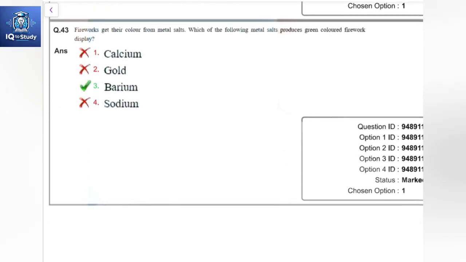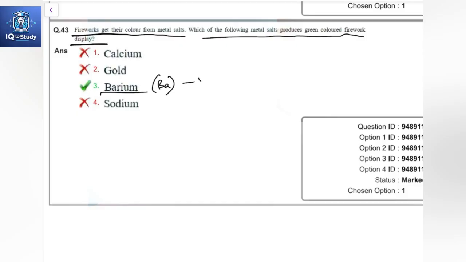Fireworks get their color from metal salts. Which of the following metal salts produces a green colored firework display? Barium. Barium compounds are used as oxidizers and to create bright green flames in fireworks. Barium atomic number is 56.